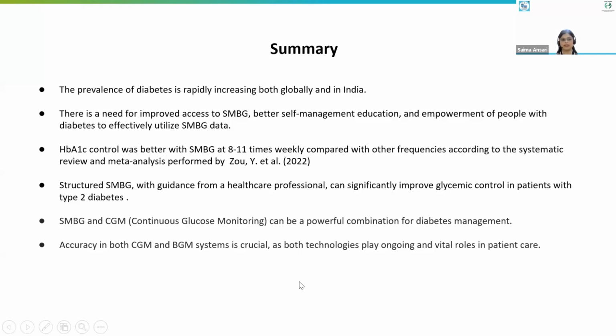Accuracy in both CGM and blood glucose monitoring systems is crucial, as both technologies play an ongoing and vital role in patient care. But the technology used in the two monitoring systems is different, so the range may vary. The blood glucose monitoring system tests glucose through capillary blood, and CGM checks it through the interstitial fluid. So there may be some variation, but it has a vital role in patient care. Thank you.